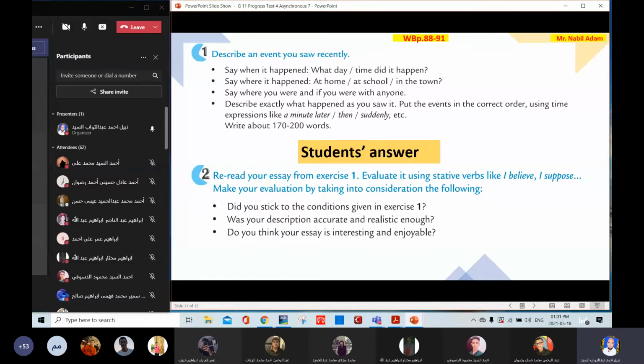Exercise 2. Let's evaluate Muhammad's report. What do you believe? What do you suppose? Make your evaluation by taking into consideration the following. Did Muhammad Majdi stick to the conditions given in exercise 1? Look at these conditions. Did he mention the time, the place, and what he was doing? Did he use time expressions? What do you think? Did Muhammad stick to the conditions given in exercise 1?